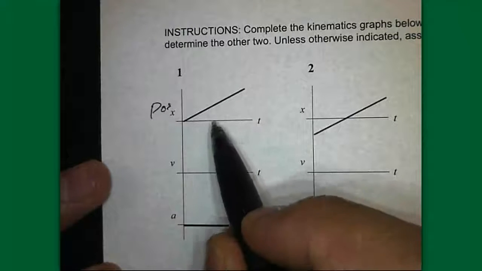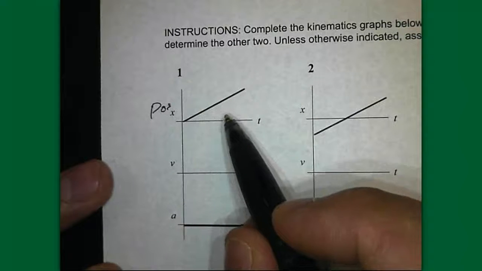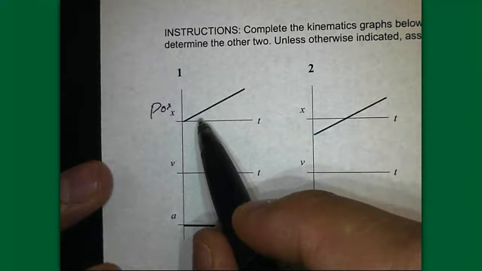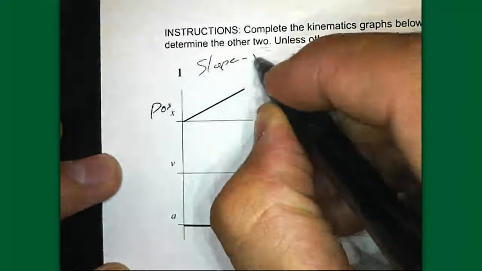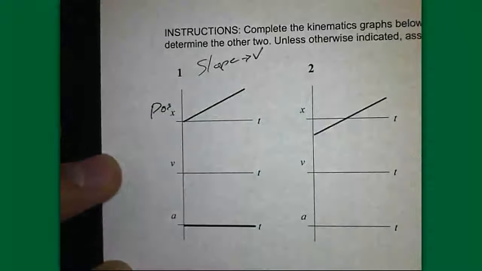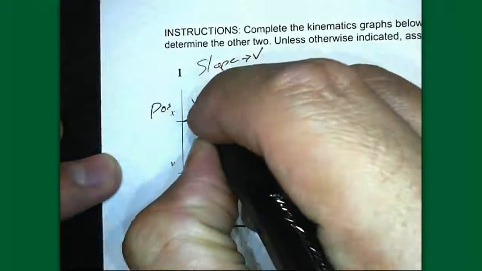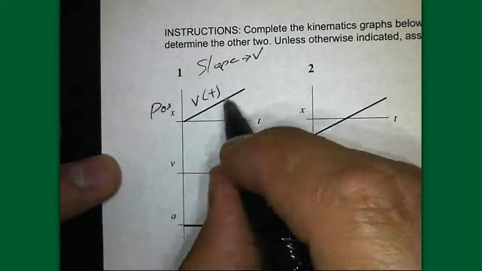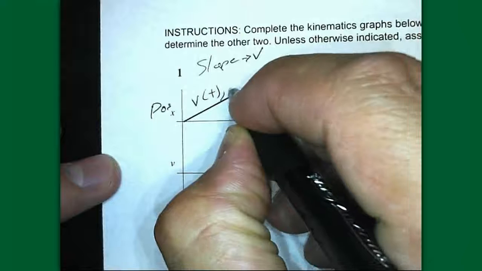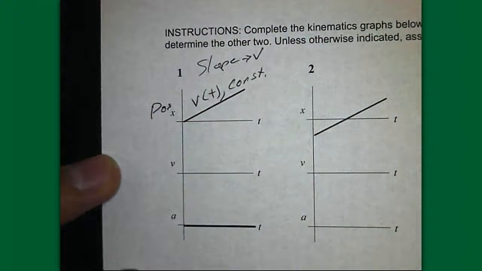To do that, I want to consider what I have here in the first graph. This is a position time graph. Remember that when we look at a position time graph, slope is velocity. This slope is positive, therefore I know that this velocity is positive. The slope is also unchanging, it's constant. So I know that velocity in this motion, there is some positive constant velocity.